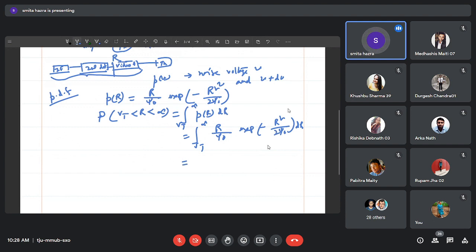What is the result of this? This is only exponential minus R square by psi naught. This thing will be valid. So when we substitute the lower limit, R will be replaced by Vt square by 2 psi naught. After substitution of the limit, we get the entire thing in terms of this Vt.